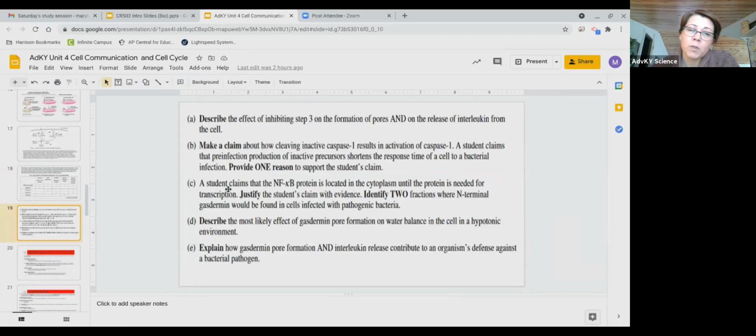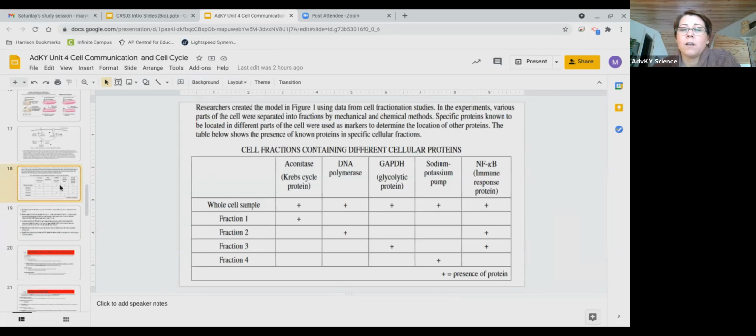So we want to justify that student's claim with evidence. And so the evidence was provided to us. So they're saying that NF-kappa beta is located in the cytoplasm until it's needed. So we want to go back. Where was cytoplasm? And that's here. And so this protein was found in fraction 3. And then they're showing us that this NF-kappa beta is also found in fraction 3. So that's our evidence. And that would give you 1 point.